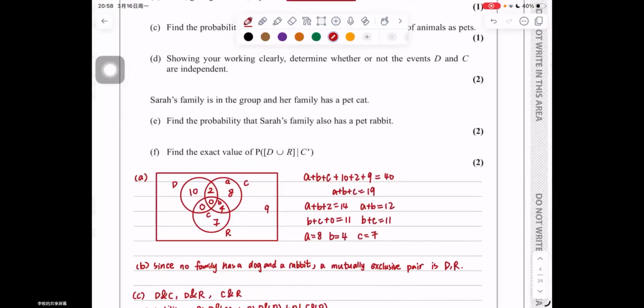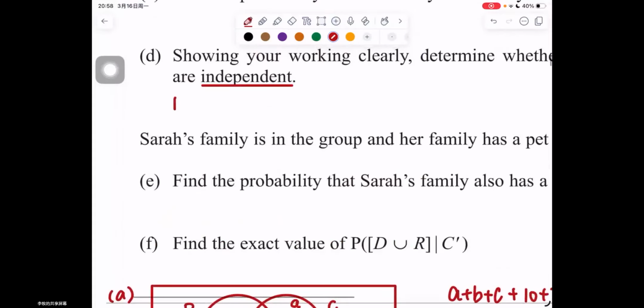Showing your working clearly to determine whether or not the events D and C are independent. Okay, here is also a very important point, independent events. So what is meant by independent events? When 2 events A and B are independent, the probability of A happening does not affect the probability of B happening. And then how do we test if those 2 events are independent? We use this formula. We test if the probability of A times the probability of B is equal to the probability of A and B, okay?